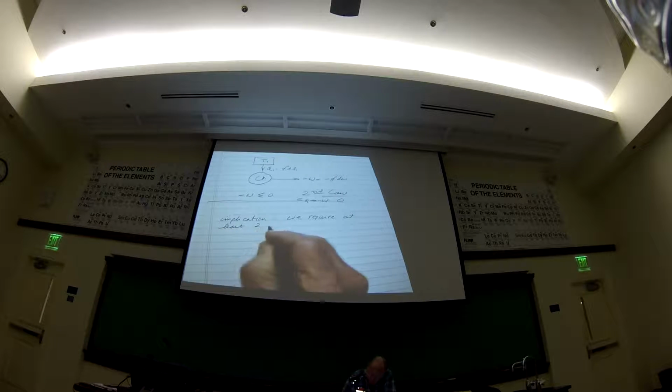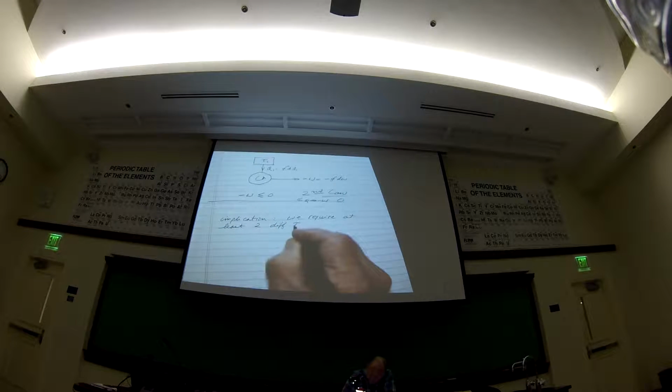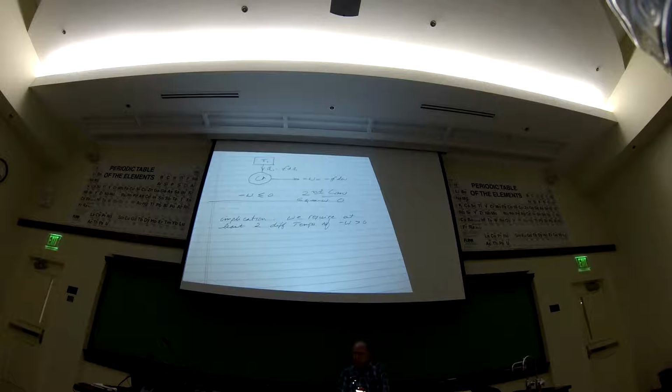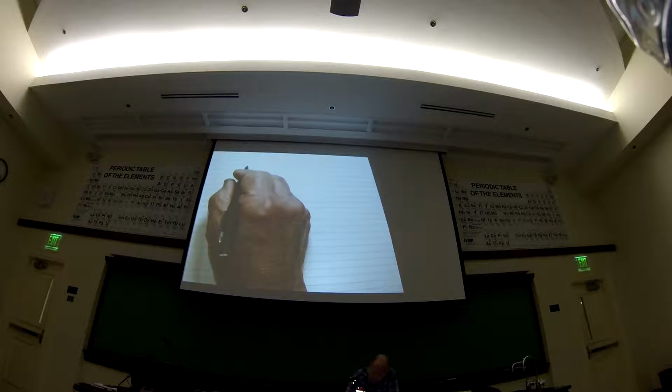is that you need at least two different temperatures if minus W is going to be greater than 0. So let's suppose we have two, that's all we have to worry about.